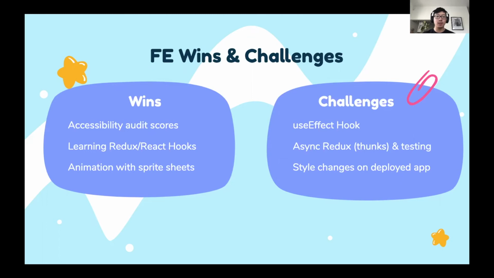Our wins also presented us with some challenges. Using the useEffect hook was difficult for us to figure out. We were getting unexpected behavior from it, so there was some serious debugging that had to be done in order for us to get to the desired result. As always, async functions gave us some issues. In particular, our Redux thunk calls were difficult to implement and test. And our last challenge was that our styling kept changing on the deployed app. We had to do a lot of styling in the dev tools to get to a proper representation of what would actually be rendered on the page.